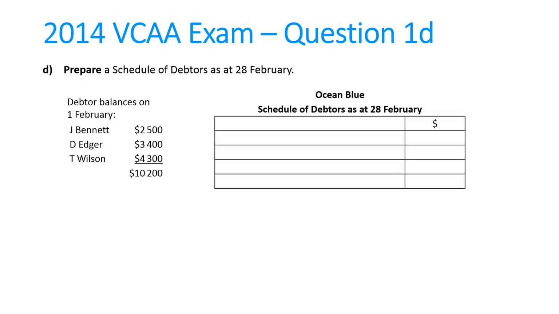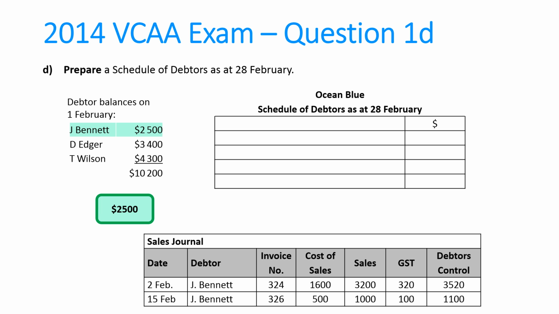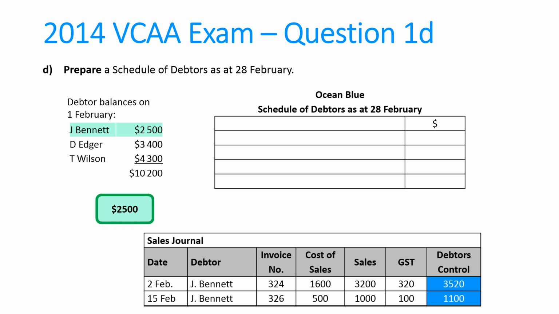So to begin with, we start with the debtors from the beginning of the month. Jay Bennett at the start of the month owed us $2,500. What we need to remember is that during the month we might have sold more to that person, and we can see in the sales journal there's two sales there of $35.20 and $1,100, so we'll add those in.